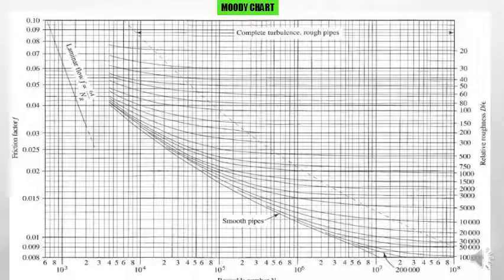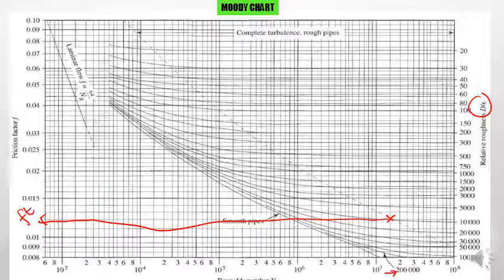Here is another form of the Moody chart. The difference between this one and the previous one is that here it is D over E, whereas the one I showed you in the previous slide is E over D. So it's more or less the same. You just need the Reynolds number on the x-axis, and you need to know the ratio between D and E, the relative roughness. When you get the cross section, you just go straight to the y-axis to get the value of F.